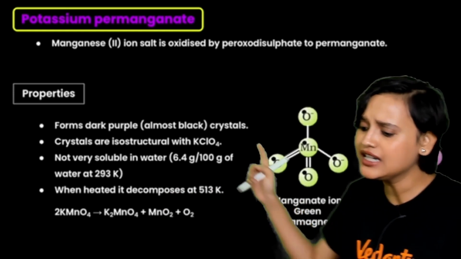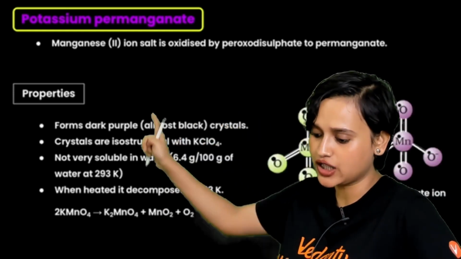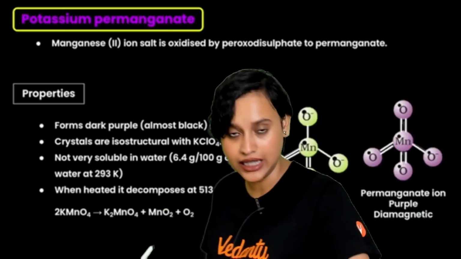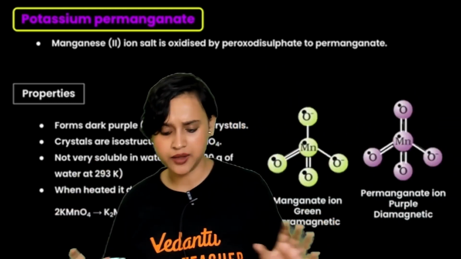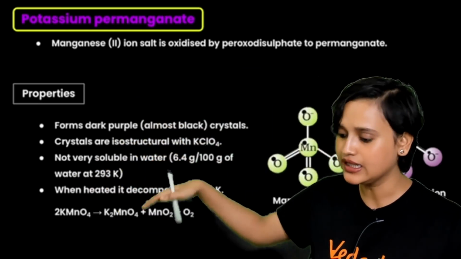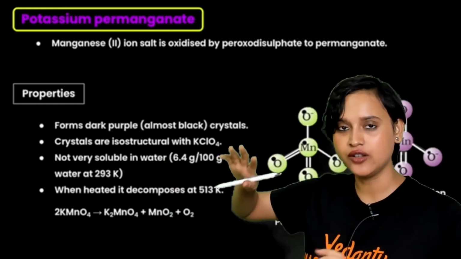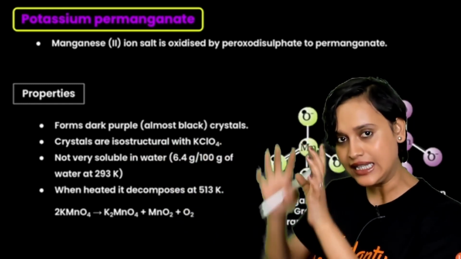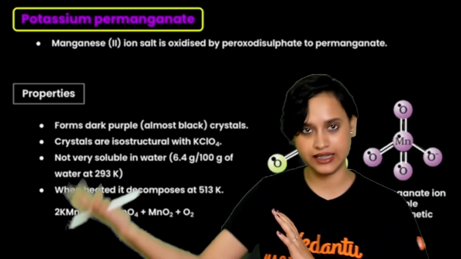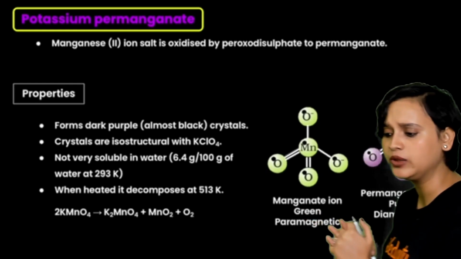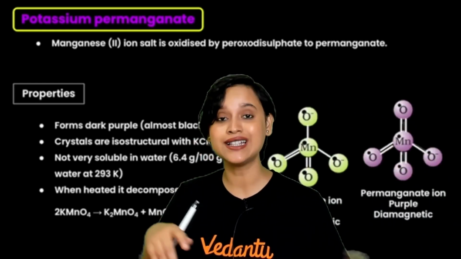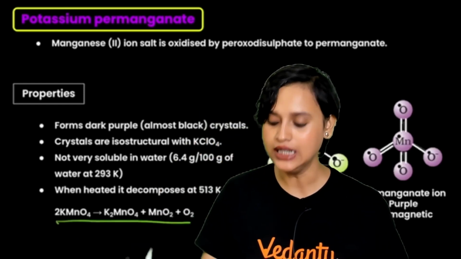Now, manganese in the +2 oxidation state salt is oxidized by peroxodisulfate to form permanganate, which is what we are going to read now. Don't worry about it. Just read the properties once. It forms dark purple, almost black colored crystals. The crystals are isostructural with KClO4. That means the structure of KClO4 looks exactly like these crystals. It's not very soluble in water. All right, when heated it decomposes at 513 Kelvin, which is what you will see here.